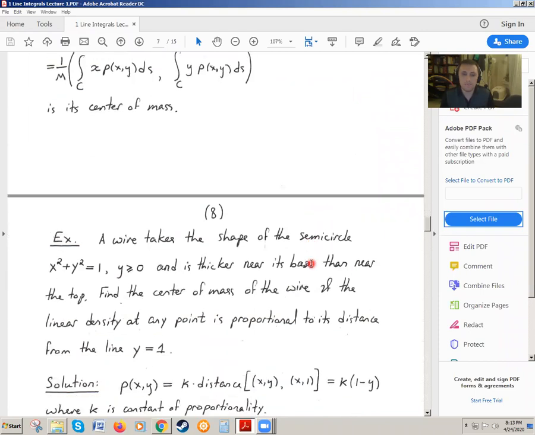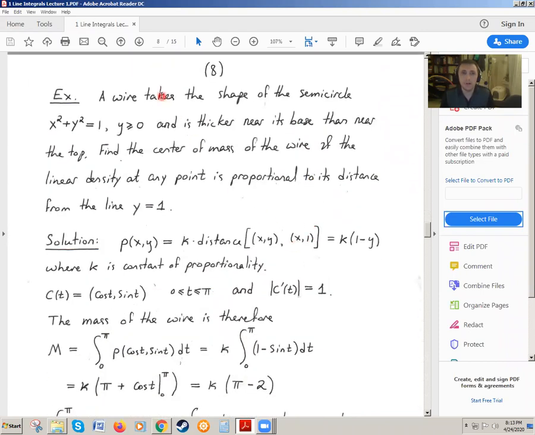So here is an example. A wire takes the shape of a semicircle x squared plus y squared equal to 1, with y bigger than 0. It means that it's the upper part of the circle. Imagine that it's thicker near its base than it is near the top. So at any point, the density is proportional to the distance of the point from y equals 1. In particular, we want to calculate the center of mass of this wire.